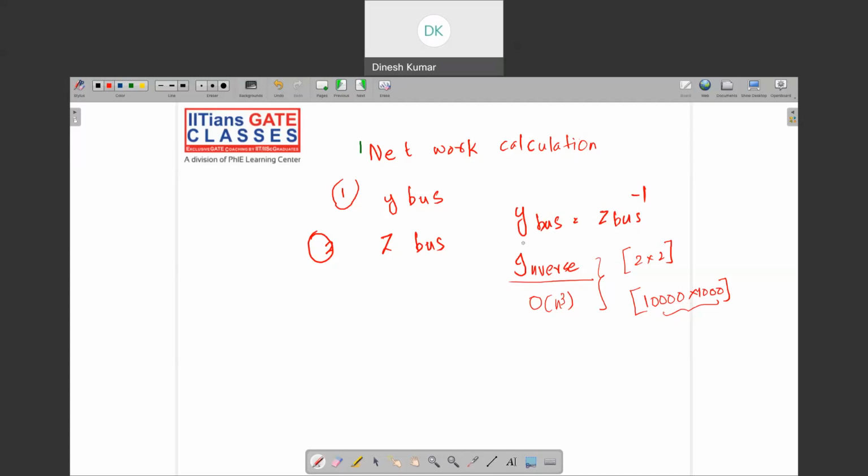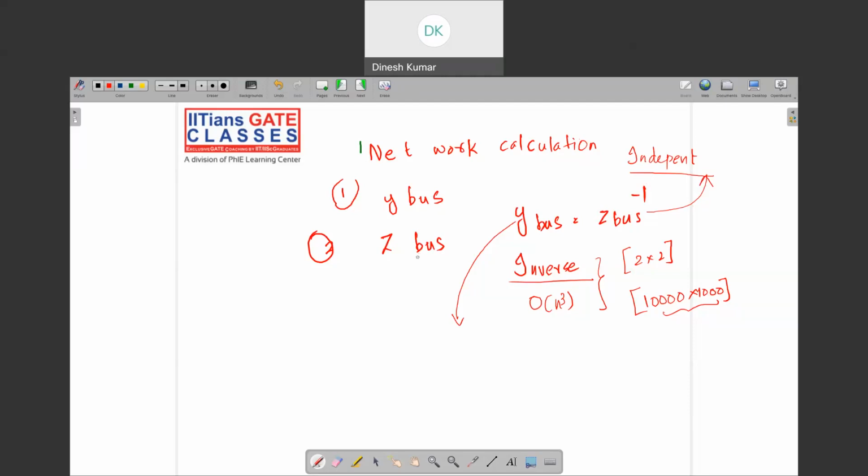So there are methods to find Y bus and there are methods to find Z bus. These are independent. So don't think that once we find one, the other can be easily found. That is not practically possible. There are some conversion methods available, but that's a different issue. Don't think in your mind that if you find Y bus, take the inverse, and you find Z bus. That is not practically possible.